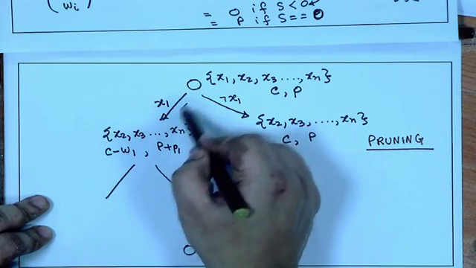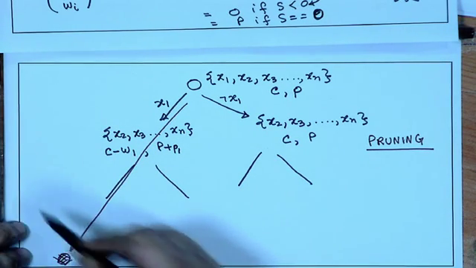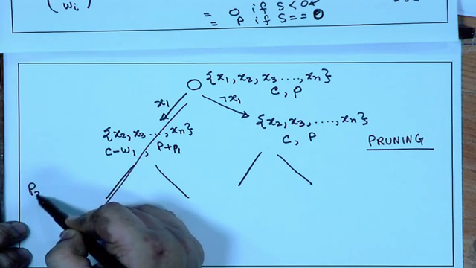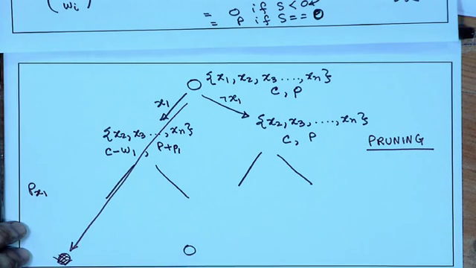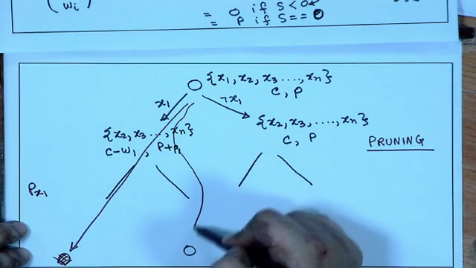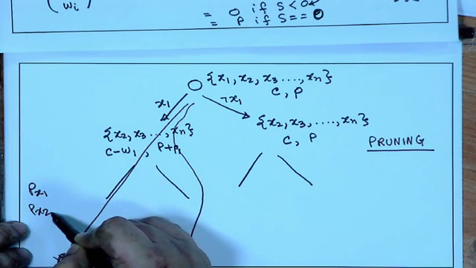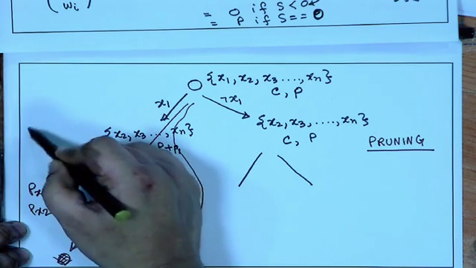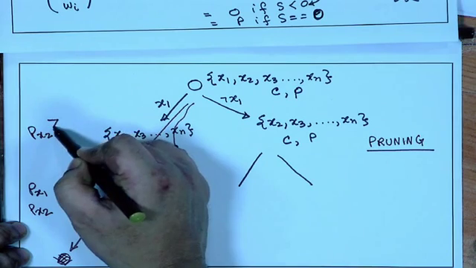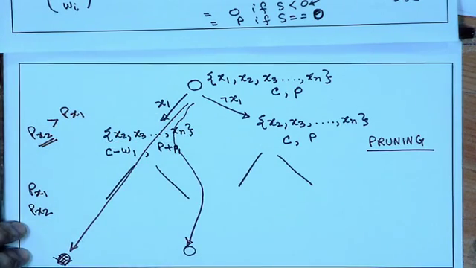So, while doing this search, you have reached one solution here. This solution has given you a profit of P1. Now, when you are in another node and you have reached another solution, it gives you a profit P2. And if P2 is greater than P1, then you will choose P2, because you are maximizing your profit.